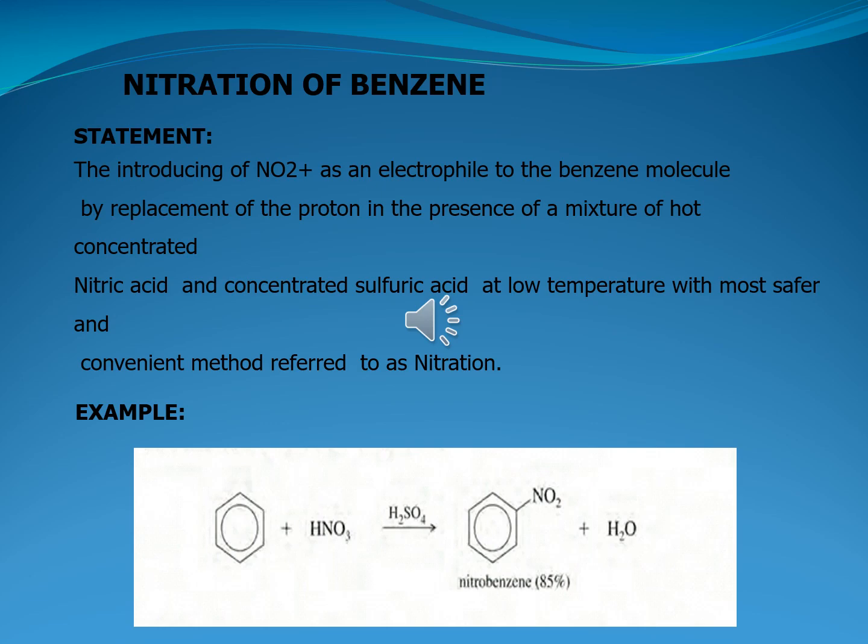The reaction is carried out in the presence of sulfuric acid because when we use simple nitric acid, the reaction might explode. Therefore, a safer and more convenient method is used with the help of sulfuric acid, which behaves as a strong acid and gives its proton to the nitric acid. In this way, nitric acid becomes protonated to facilitate the reaction mechanism.